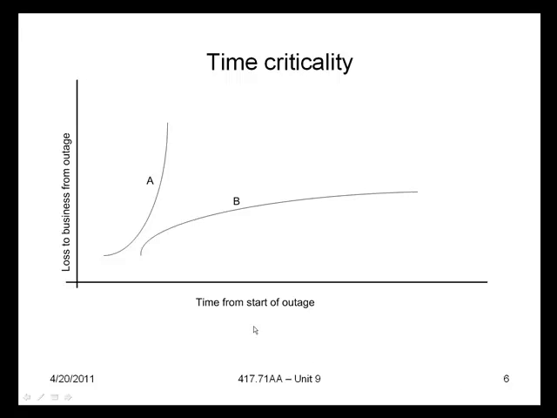Now here I'm illustrating the notion of time criticality. We've got two different curves here. You notice that the x-axis is time from the start of the outage, meaning the outage starts here, and then time slowly creeps along. This could be hours or days or whatever. And in here, this y-axis is dollars lost to the business from the outage. And you're looking at total loss.